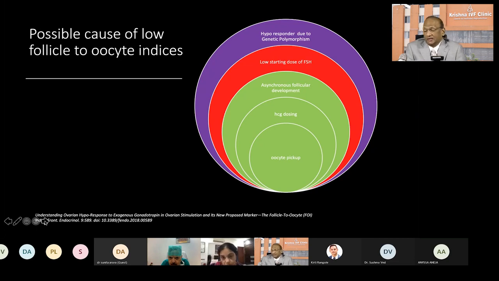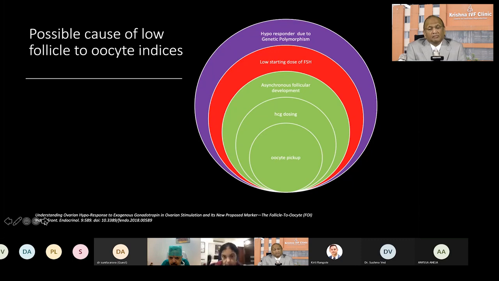One is the oocyte pickup. We seldom audit our oocyte pickup. Somebody does the pickup in a larger team, and we do not know whether the pickup went smoothly and whether the pickup timing was right compared to the HCG. The second thing is the HCG dosing.